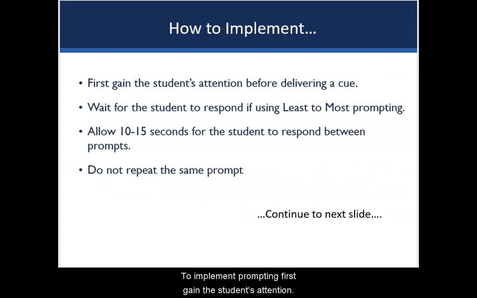To implement prompting, first gain the student's attention. Then deliver a prompt. Pick from whatever level you feel is best and adjust with a different prompt as needed. Remember to allow for wait time.